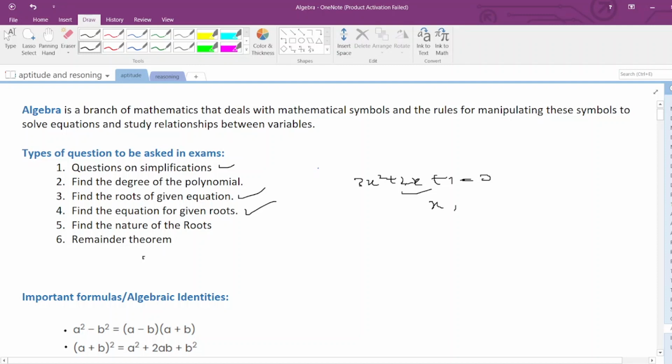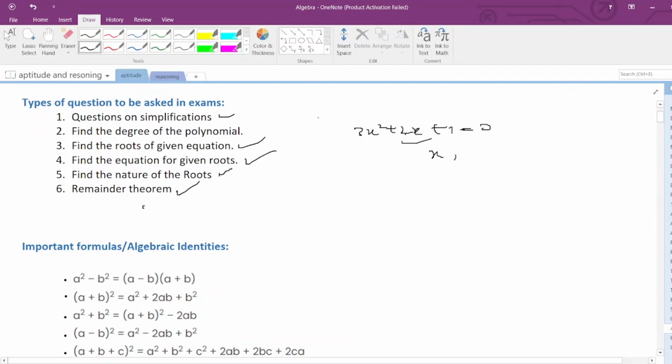In the third one, they will give the equation and we have to find the roots, and in the fourth kind of question, they will give the roots and we have to find the equation. And the next one is find the nature of the roots. What is the nature of these roots? Let's suppose, are they equal, are they different, are they imaginary roots, are they real roots, etc. And the next one is the remainder theorem, which means division of the polynomial. So basically these are the questions they can ask.